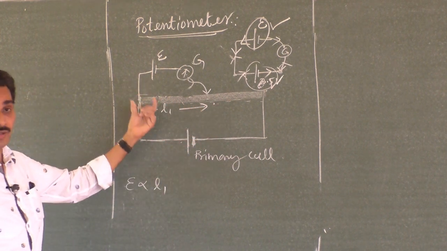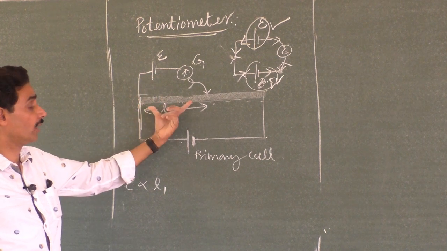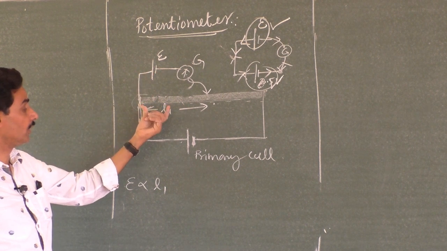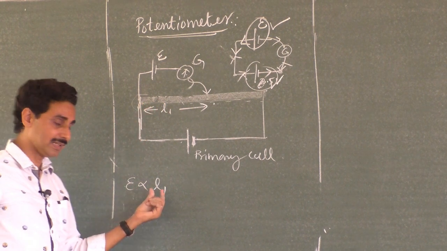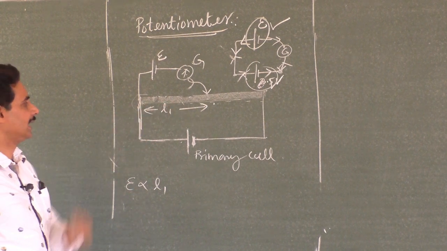If I had used a 5 volt battery here as the experimental cell, then I should have gone to 5 meter. If I had used only a 1 volt battery, I should have gone to only 1 meter. That means the EMF of a cell is directly proportional to the balancing length. Connect the unknown cell. Find out the balancing length.